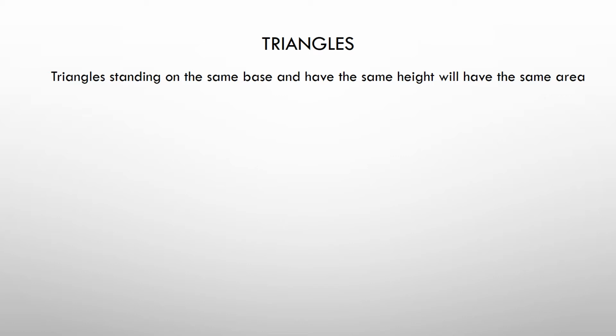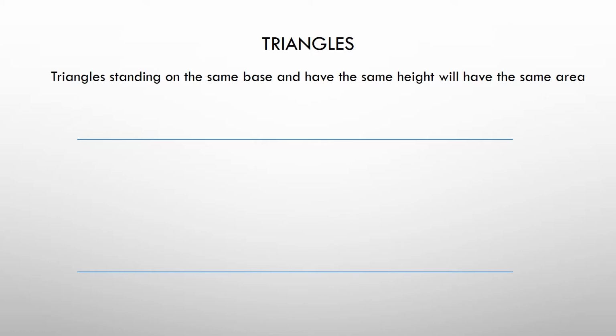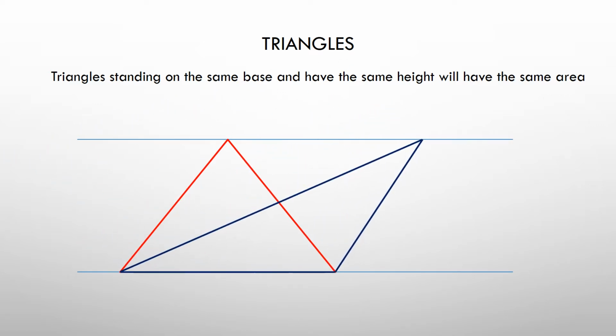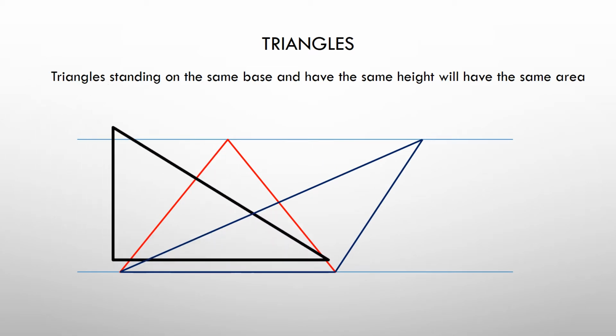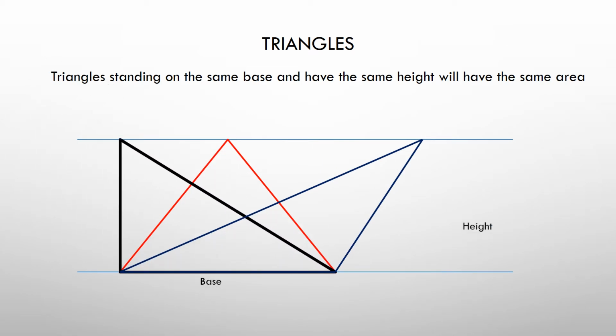Now let's look at triangles. Triangles standing on the same base and have the same height will have the same area. So if we have triangles between parallel lines representing the height and they are on the same base, then they will have the same area. The area is base by height over 2. If the base is the same, the height is the same, then the area would be the same.